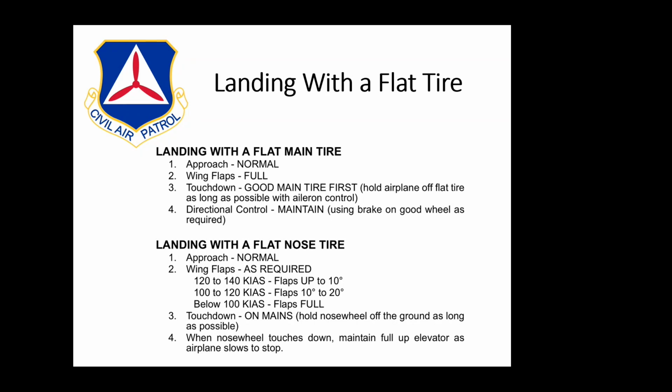Because if you don't have any crosswind, how you're going to touch on the good main tire first without veering off the runway, well, that's kind of tough. But a crosswind here actually makes it easier. And try to have directional control using the brake or the good wheel. That might be hard.